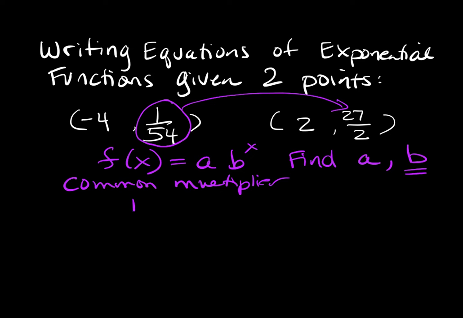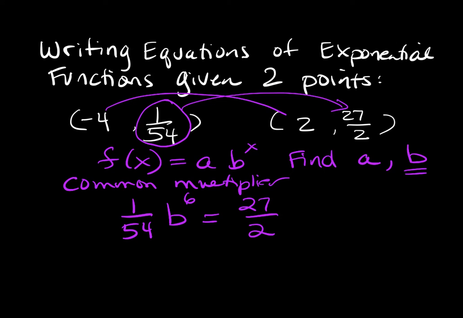So I had to take 1/54 and multiply it by the common multiplier 6 times, because there's a difference of 6 between -4 and 2. That's how I would get my new output of 27/2. Another way to think of it is starting with an initial value of 1/54, and we multiplied it 6 times to get our new output. Once we have this equation, we can solve it for b by doing a couple of things.